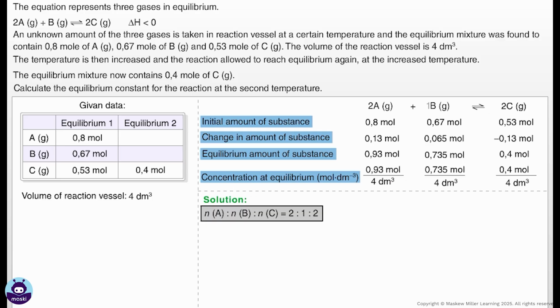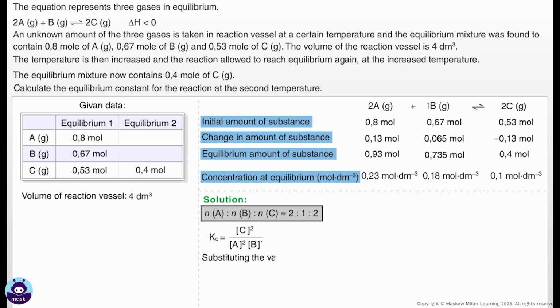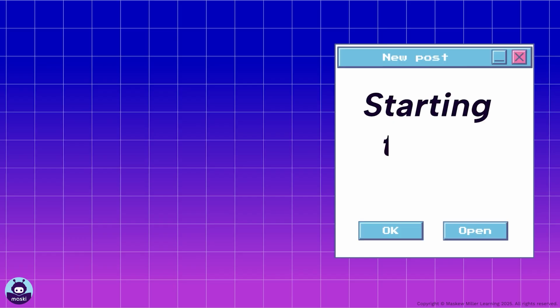The concentration of A is 0,23 molar, the concentration of B is 0,18 molar, and the concentration of C is 0,1 molar. The equilibrium constant for the reaction can be written as Kc equals concentration of C squared over concentration of A squared times concentration of B. Substituting the values, Kc equals 1,05.